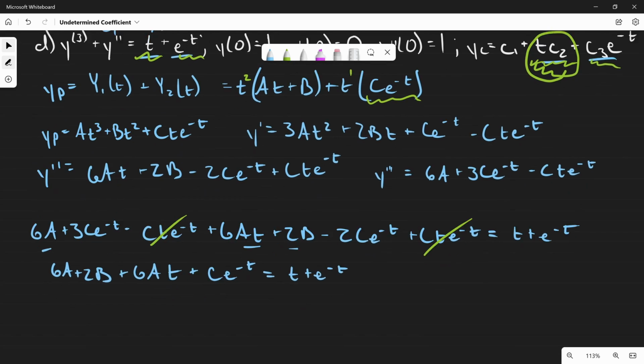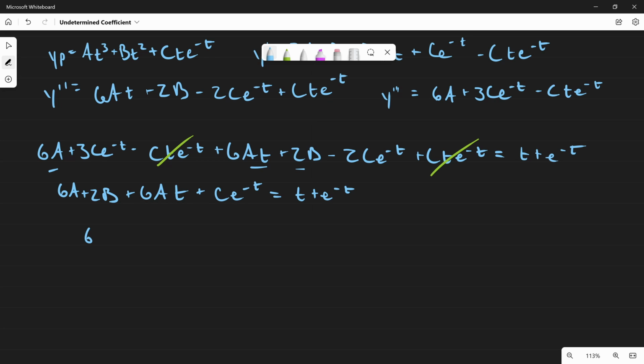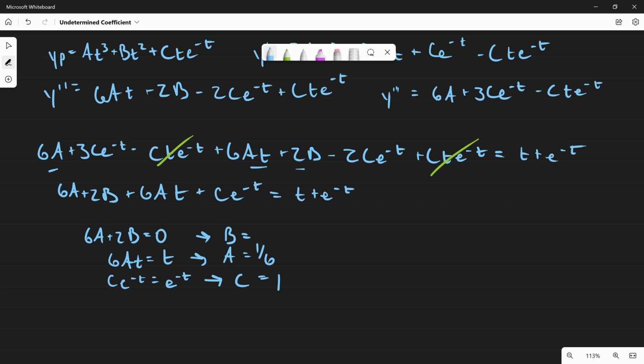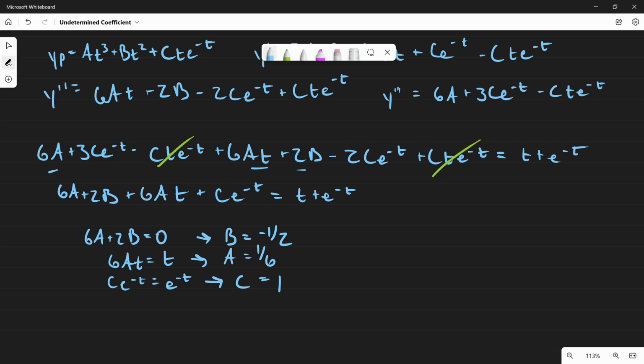So now we can find what our solutions are. We know that 6a plus 2b must be equal to 0, 6at must be equal to t, and then ce to the negative t must be equal to e to the negative t. So this puts c, which is the most obvious one, being 1, and then a being 1/6, and then b will be negative 1/2. So this puts our general solution to being y is equal to c1 plus c2t plus c3 e to the negative t plus 1 over 6 t cubed minus 1/2 t squared plus t e to the negative t.